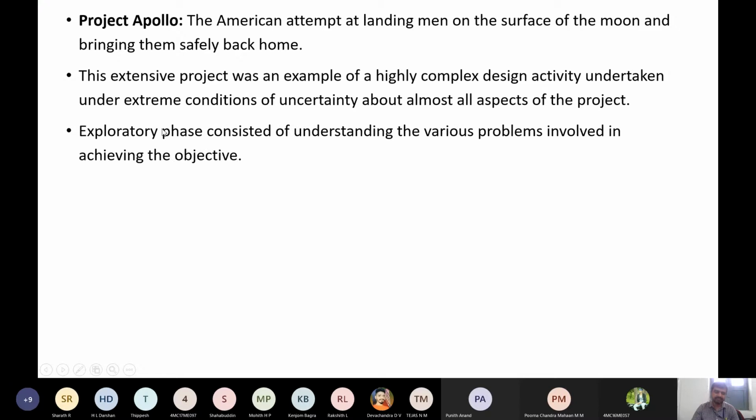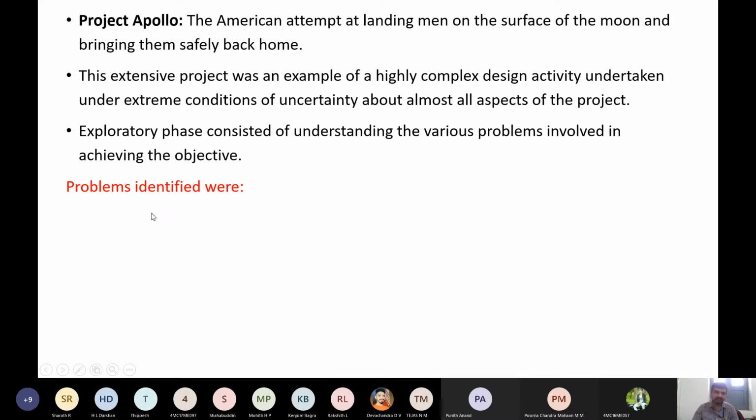Explorative phase, that is the first phase. Explorative phase consisted of understanding the various problems involved in achieving the objective. The objective of this project is to send people to the moon and bring them back safely. So if you consider the morphology of design, the first phase is the explorative phase, where you have to understand the problem properly. You have to understand the need properly.